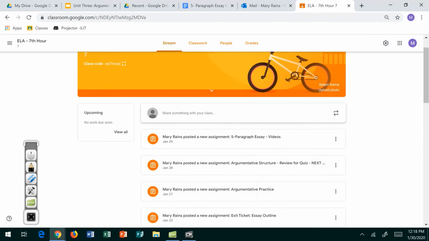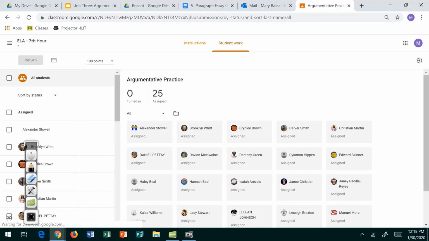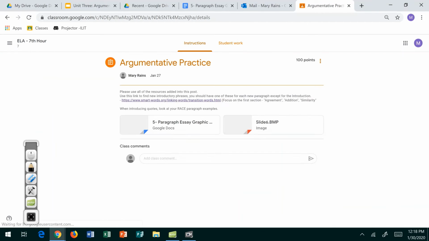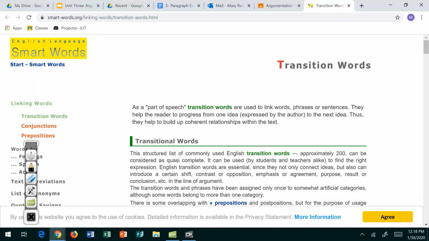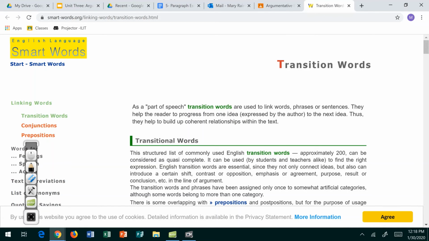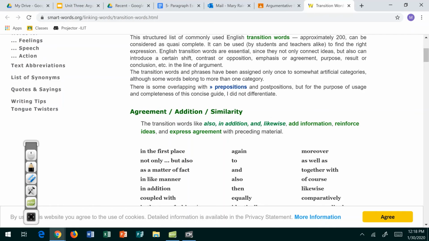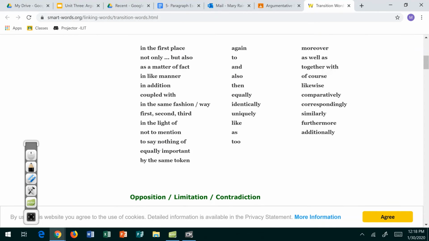Let's see here. It should be underneath argumentative practice. And you should see this link. It might be called something different on your classroom, but just go to the link that I have posted with your template. So, you see the first thing up there is "in the first place," because that's a really good one to use. But now what I want you guys to do is look at this list and come up with something that is saying I'm about to move on, or there's another reason.